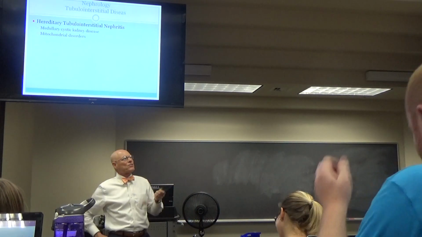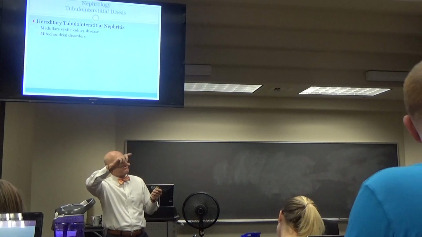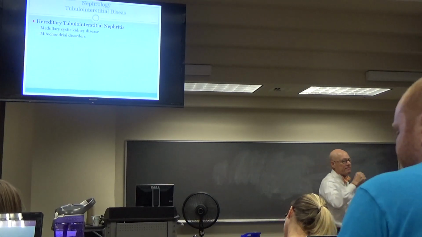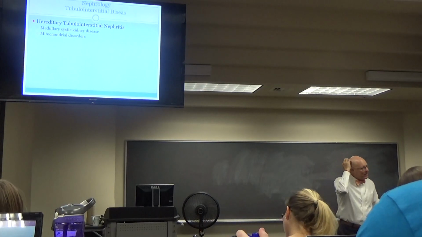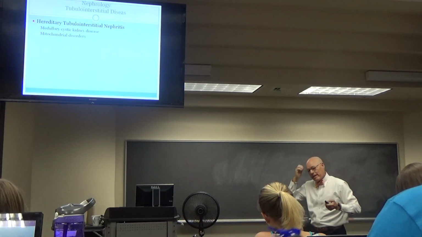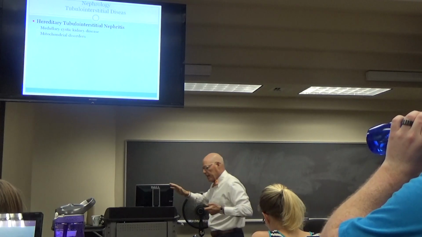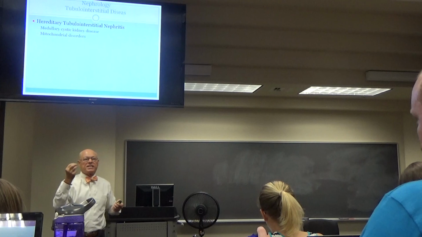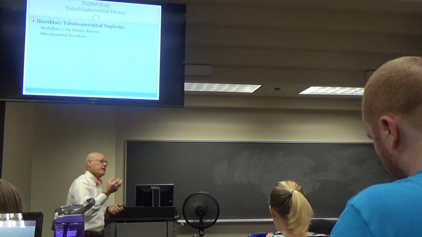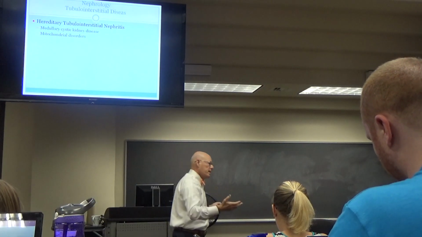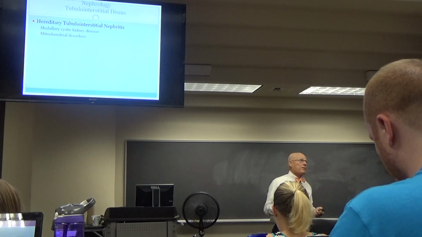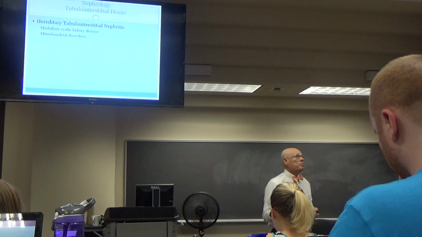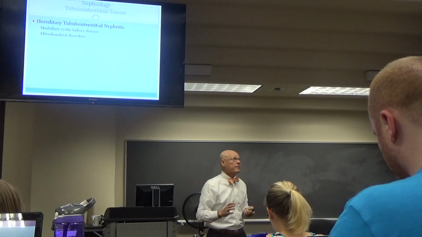Hereditary. Okay, so there are a couple of categories of hereditary. You can be born with medullary cystic disease. Medullary cystic disease is an illness that's congenital, it's genetic, and it presents with cysts that occur in the interstitium of the kidney and lead to a decrease in GFR pretty rapidly in early life. Mitochondrial disorders, which we won't go into, are also genetically determined.